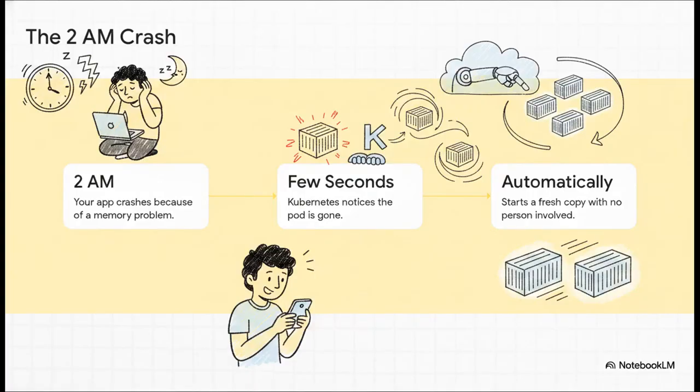Picture this. It's 2 a.m. Your app crashes hard from a memory issue. Without K8s, you're waking up, grabbing your laptop, digging through logs, and manually restarting it, while users stare at a broken app for 20 minutes. But with Kubernetes, within seconds, it notices a pod is missing and starts a fresh copy automatically. And since your deployment declared you want 2 copies running, that second replica easily handles the traffic during those few seconds of downtime. Your users probably won't even notice a blip.